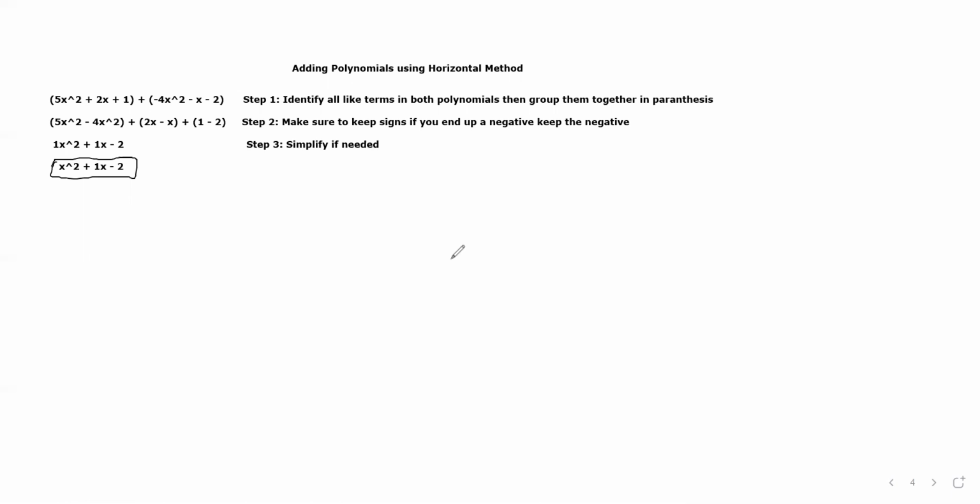So for step 1 here, we're going to add this, right? We have 5x squared plus 2x plus 1 as a polynomial, plus negative 4x squared minus x minus 2. Step 1, identify all the like terms in both polynomials and group them together. What I mean by that is I'm going to underline the like terms, and then I'm going to circle the other like terms. And then I'm going to put a little square around the last ones.